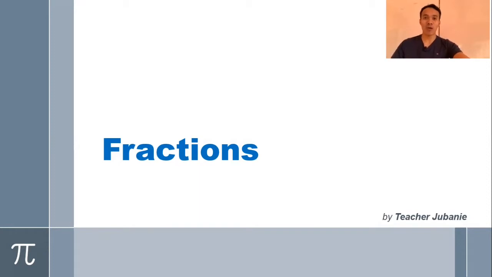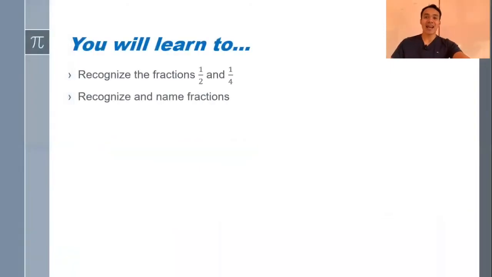For today, we are going to discuss fractions. After watching this video, you are expected to be able to recognize the fractions 1/2 and 1/4. Later on, I am going to elaborate what 1/2 means and what 1/4 means. And the second goal of this video is for you to be able to recognize and name fractions.